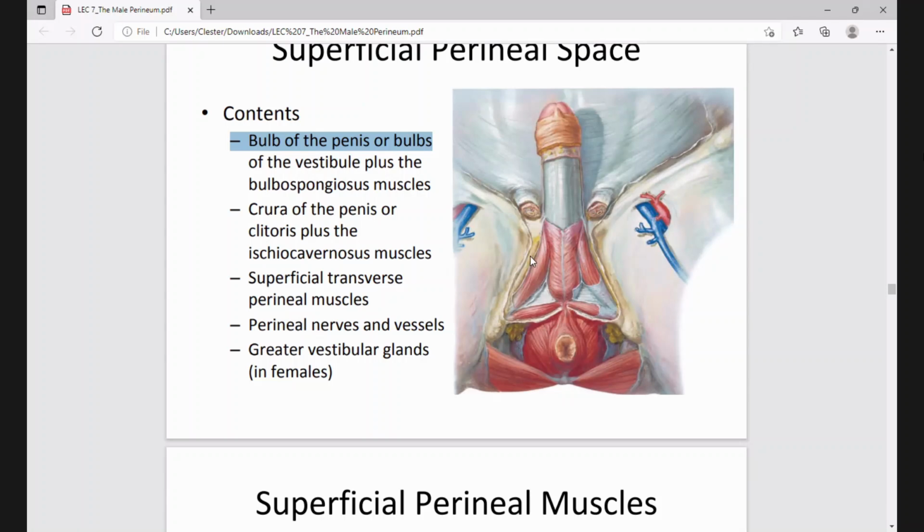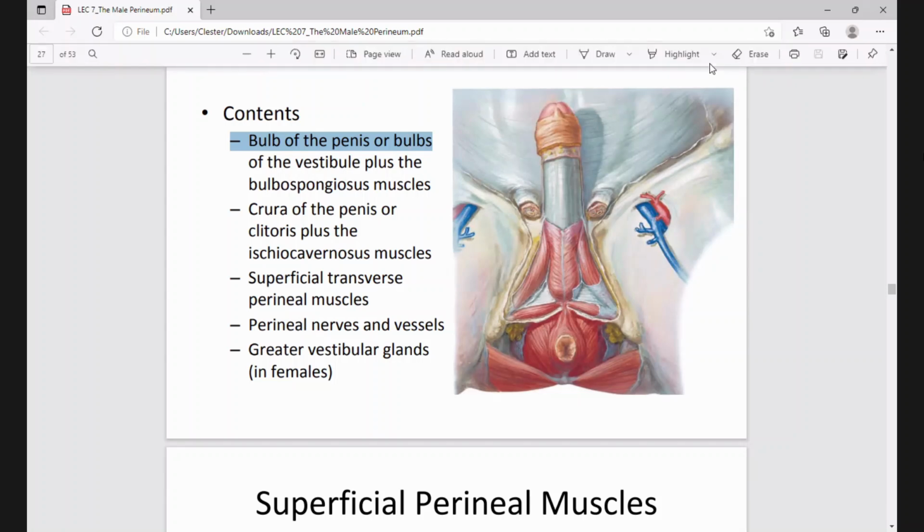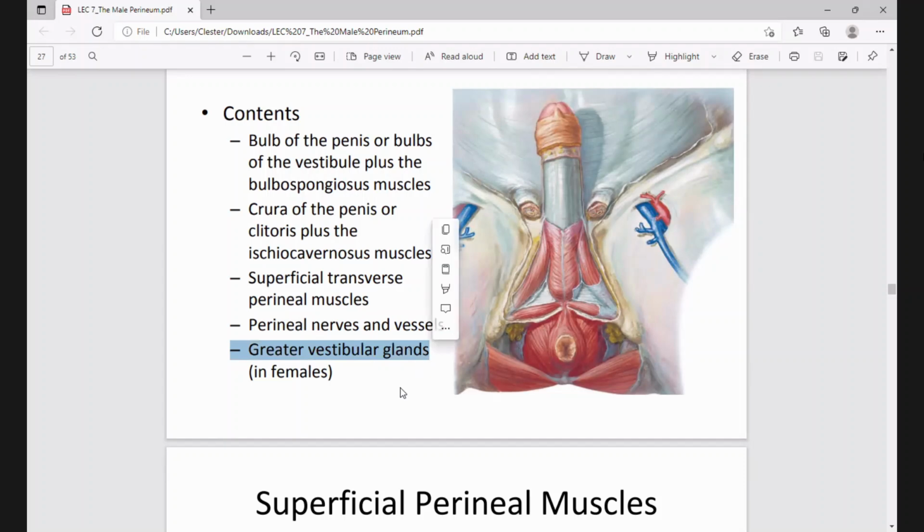Now notice that in the superficial perineal pouch of the male, you do not see any gland there. Walang gland po dito sa superficial perineal pouch of the male. Unlike in the female, sa superficial perineal pouch makikita mo ang greater vestibular gland. But in the male, wala kang gland na makikita in the superficial perineal pouch. Now, incidentally, the embryonic counterpart of the vestibular gland in the male is the Cowper's gland, or the bulbourethral gland, but we do not find it here in the superficial pouch. We find it in the male deep pouch.